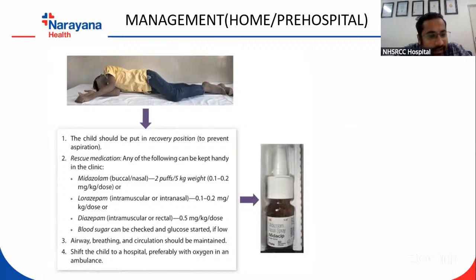Diazepam can be used per rectal, the dose is 0.5 mg per kg per dose. Very important to monitor blood sugars. Once a child is in the casualty, airway, breathing, and circulation should be taken care of. And if the seizures are not subsiding or lasting for more than 5 minutes after giving appropriate medication, the child should be shifted to a hospital as soon as possible.